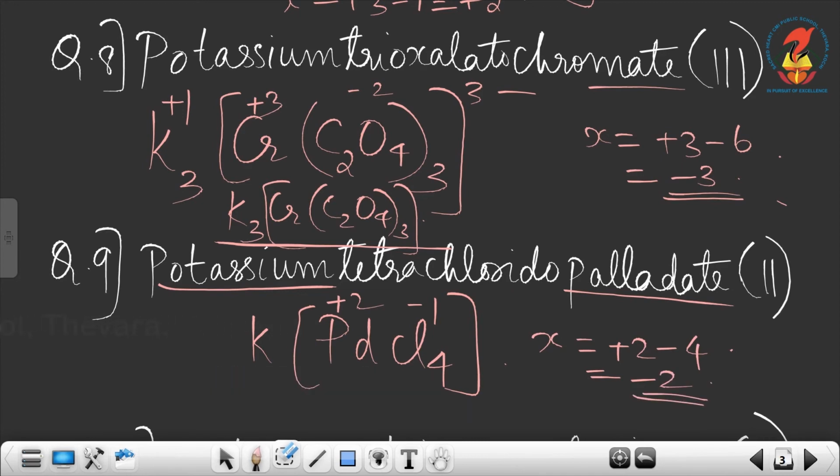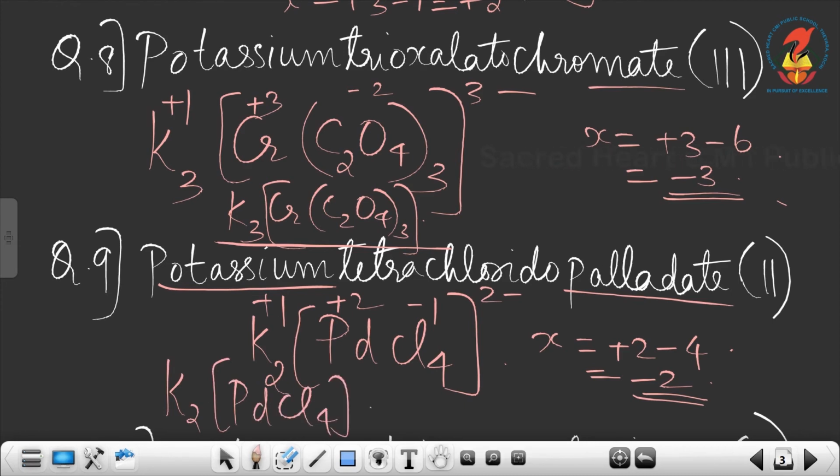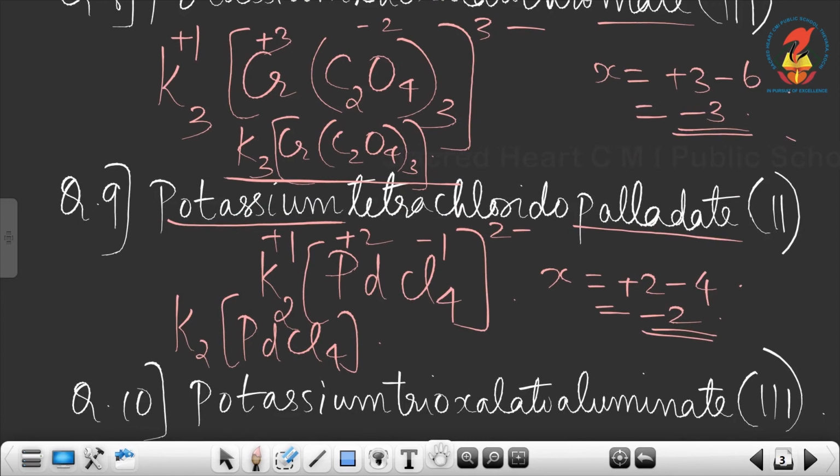So replace this X with 2-. Now potassium charge is +1. So to make it neutral, for 2-, I will need K2. So what is the formula of the compound? Formula is K2[PdCl4]. This is the formula of the compound.